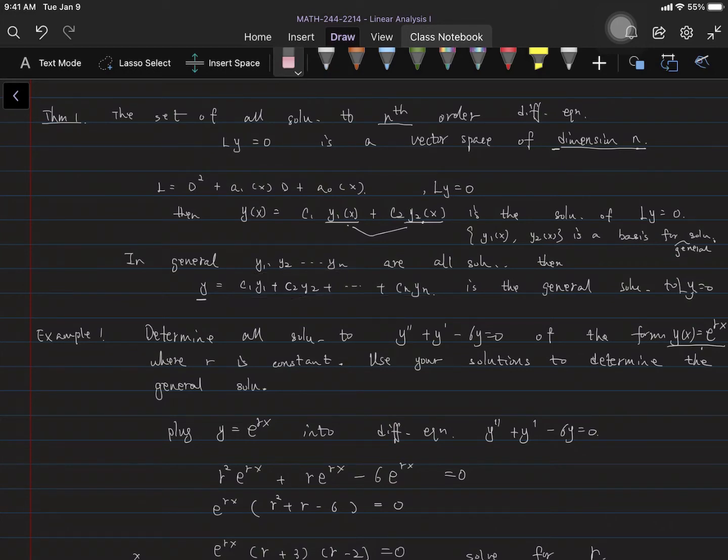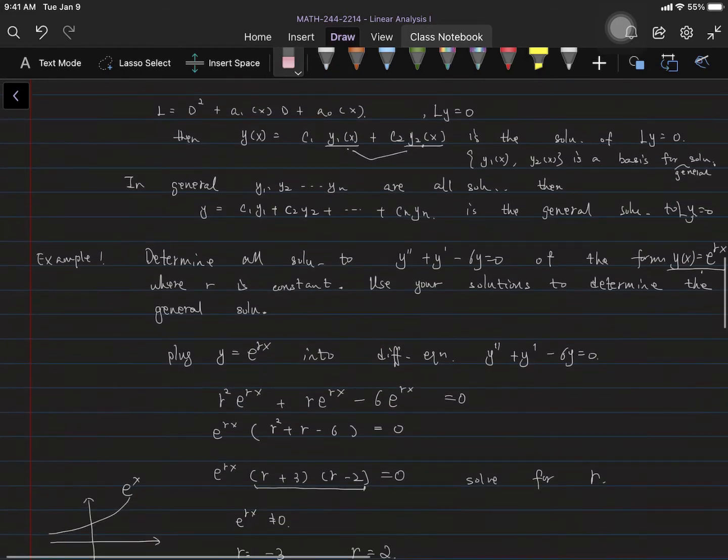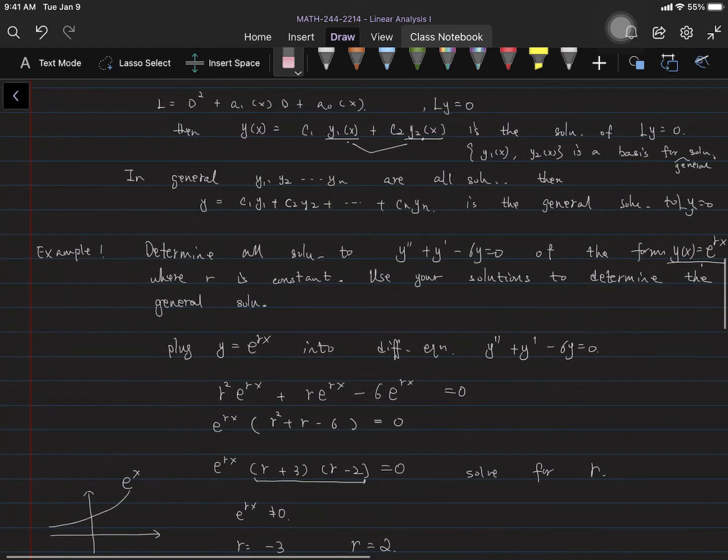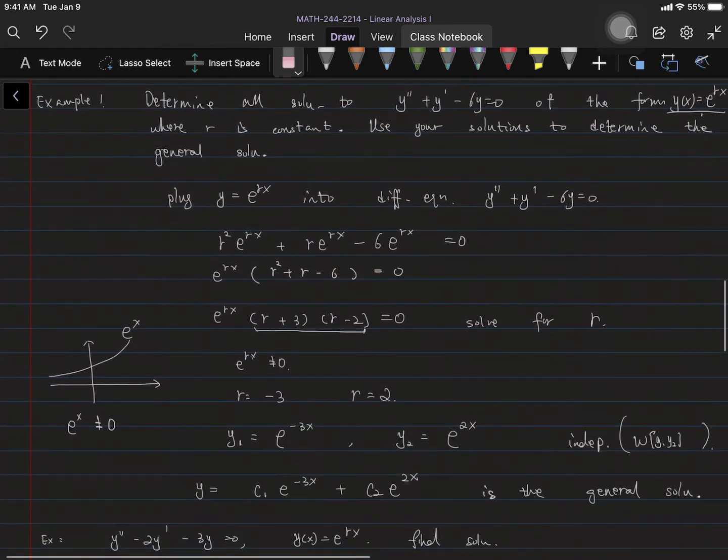Now let's take a look at the example. For this example, we are going to solve a second order differential equation. Let's take a look at example 1. Determine all solutions to this differential equation. The solution to this differential equation has this kind of form, y of x equals e to the rx, where r is a constant, and then use the solutions to find the general solution.